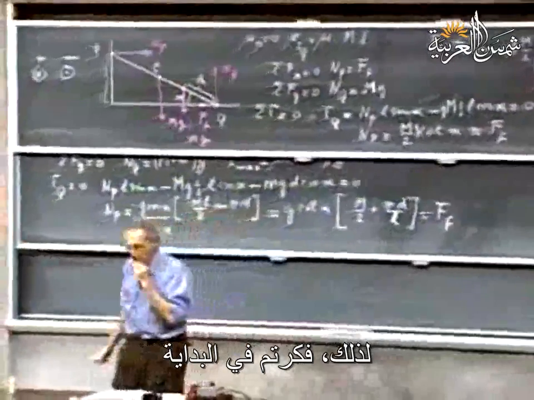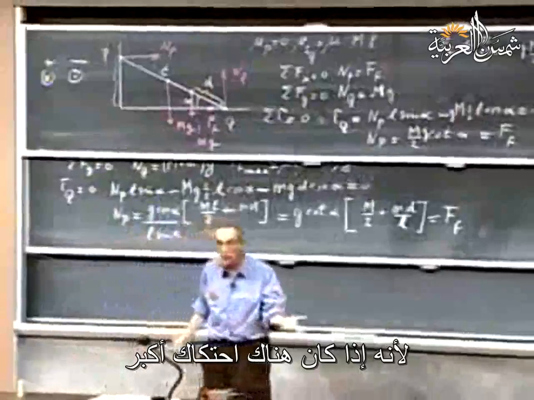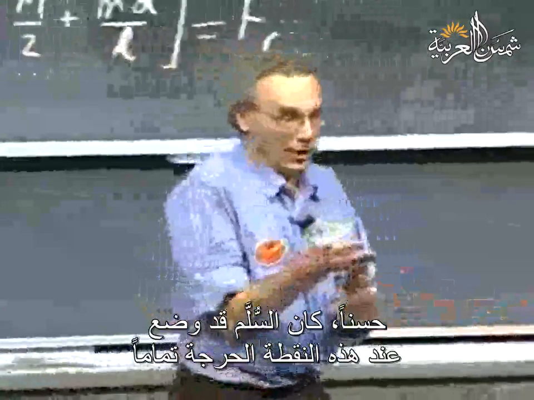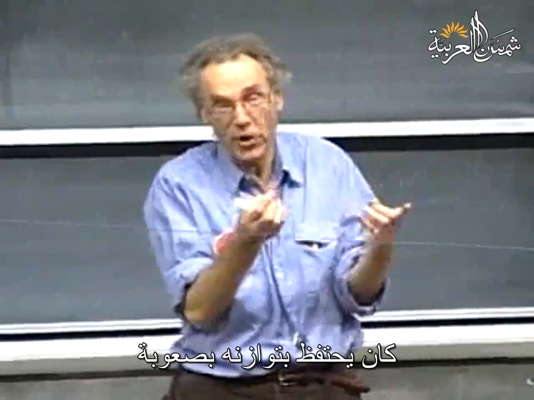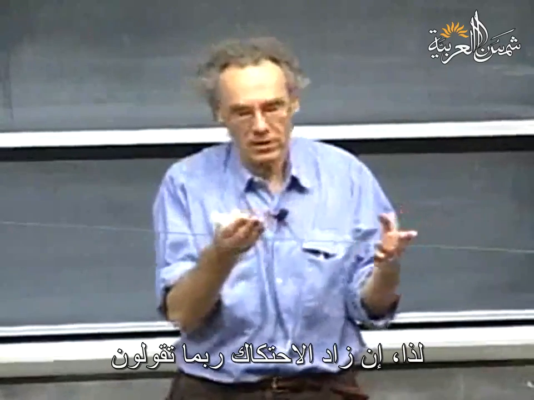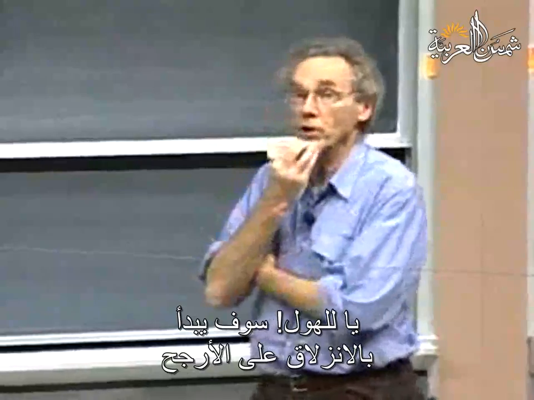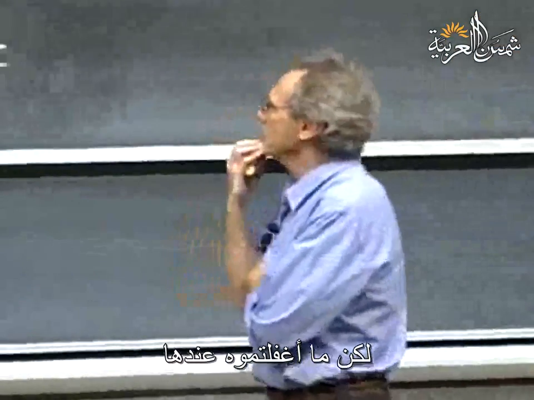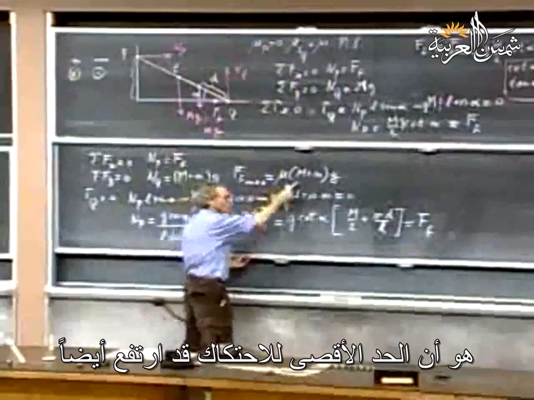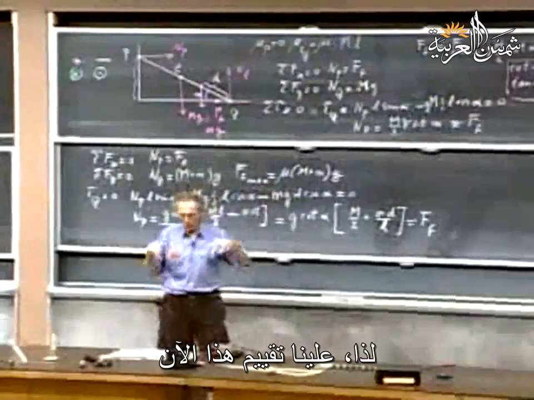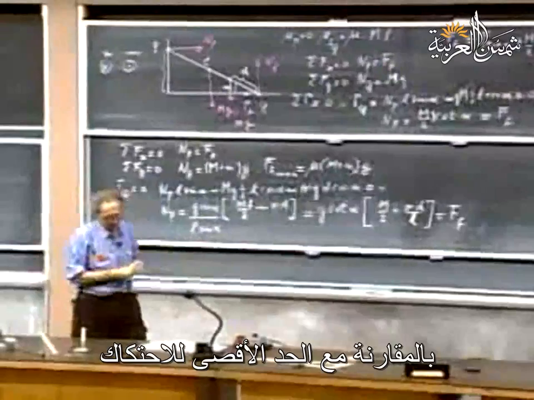So your first thought may be that the situation has become more dangerous, because if there is more friction, well, the ladder was set exactly at that critical point. It's hanging on there by its thumbs. So if the friction goes up, you may say, my goodness, it will probably start to slide. However, what you overlook then is that the maximum friction has also gone up. And so we have to evaluate this now in comparison with the maximum friction.